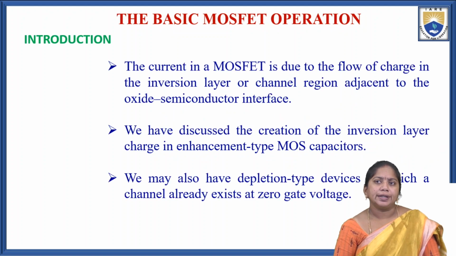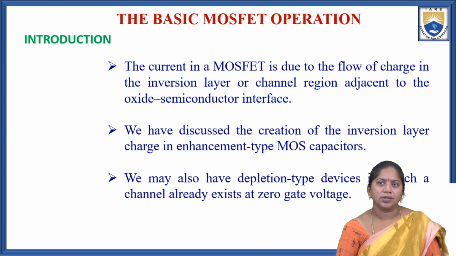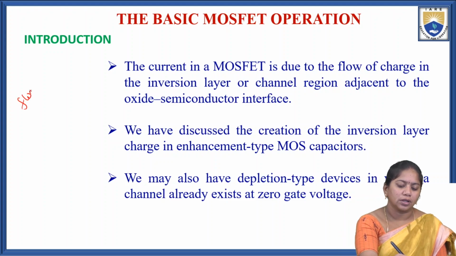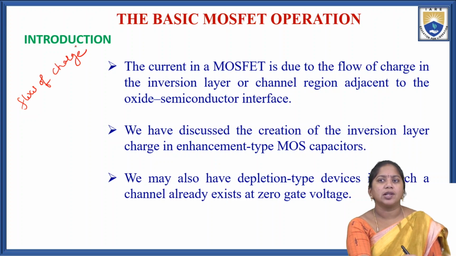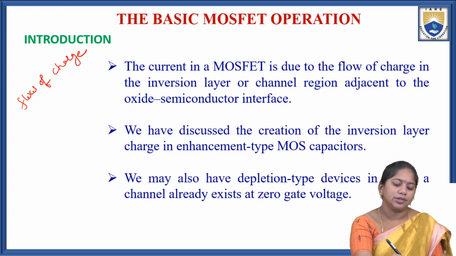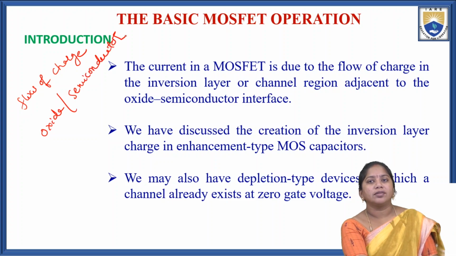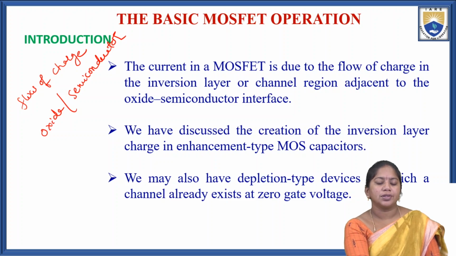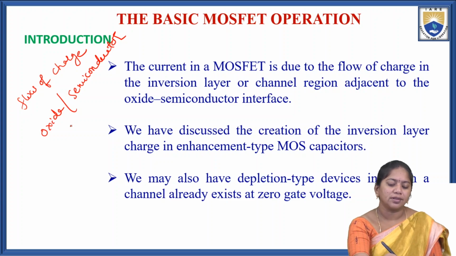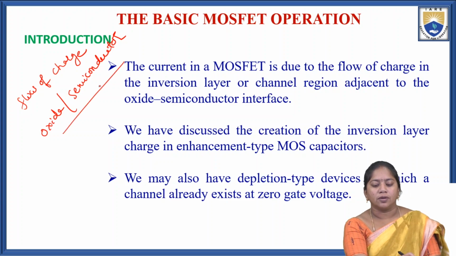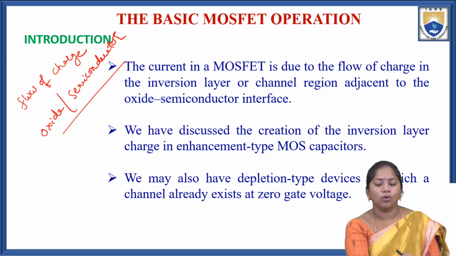Introduction. The current in a MOSFET is due to the flow of charge in the inversion layer, or channel region, which is adjacent to the oxide-semiconductor interface.